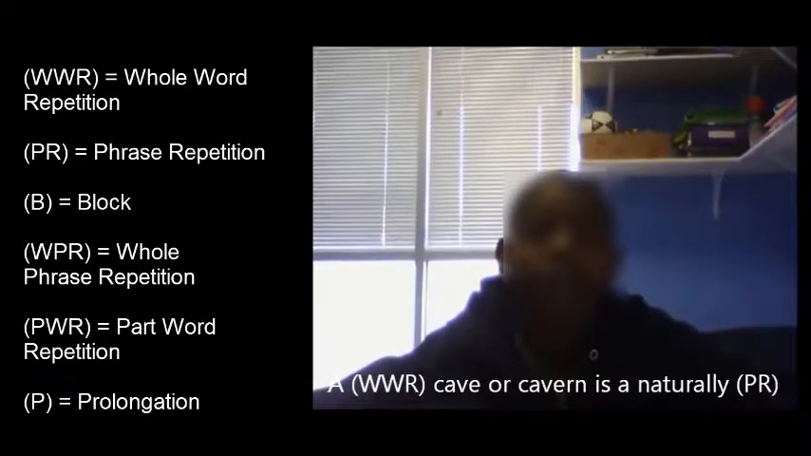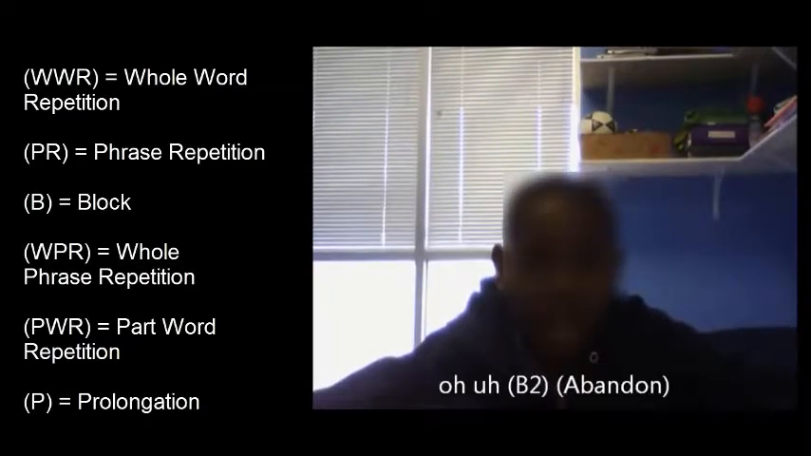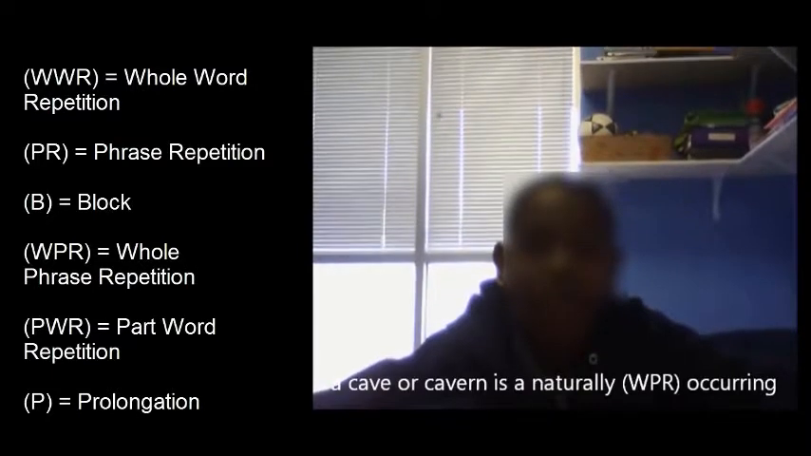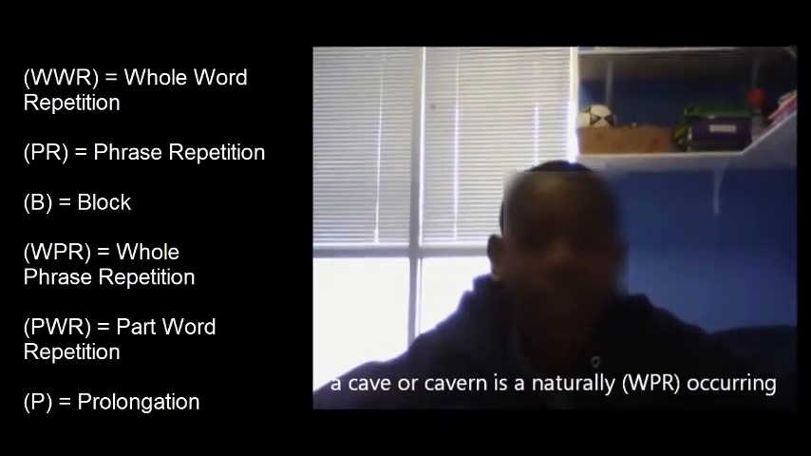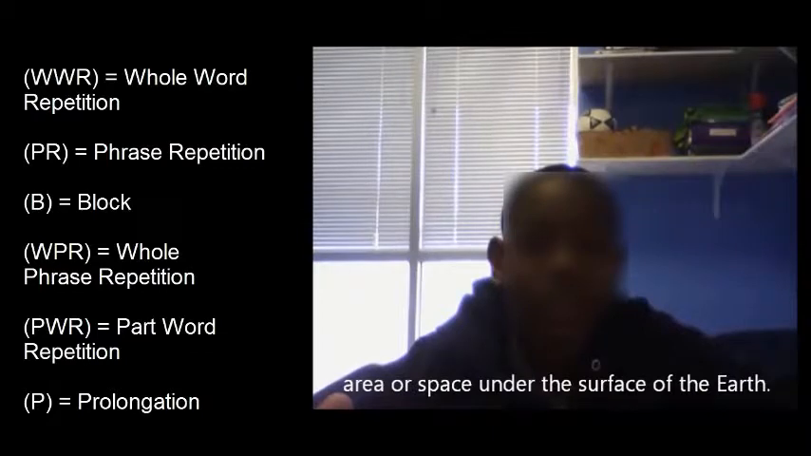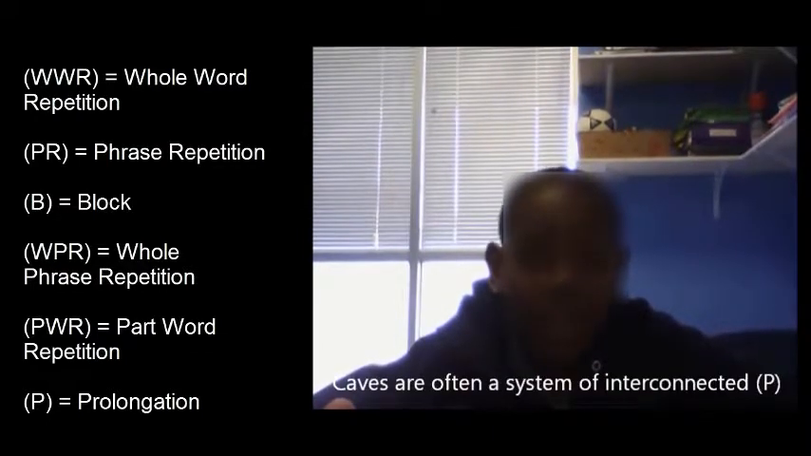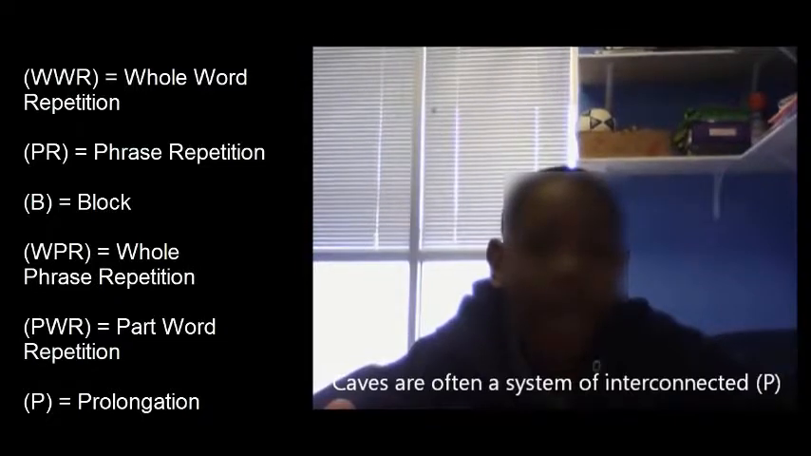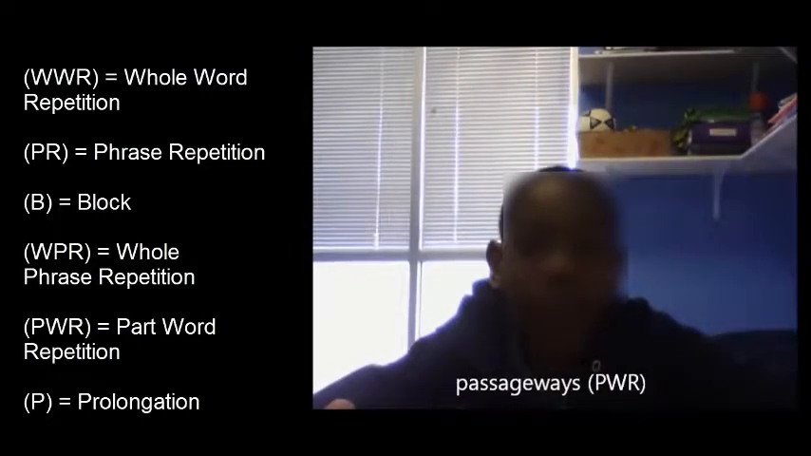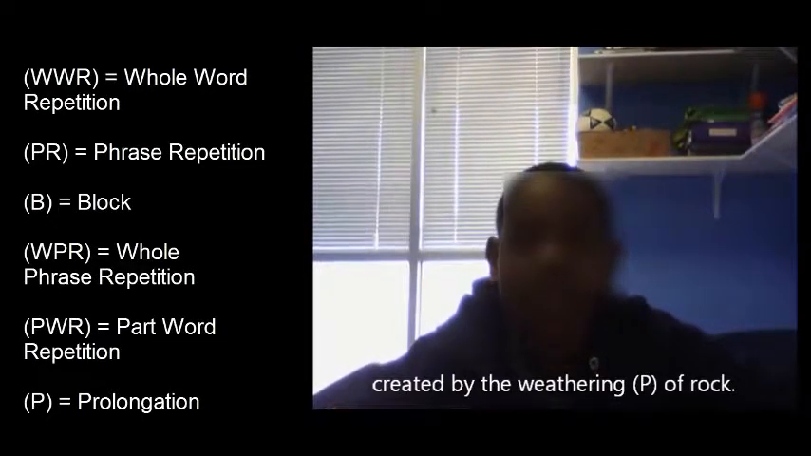A cave or cavern is a naturally occurring area or space under the surface of the earth. Caves are often a system of interconnected passageways created by the weathering of rock.